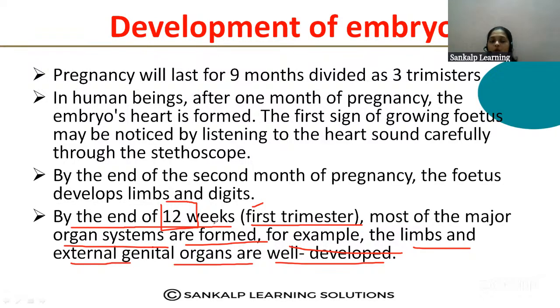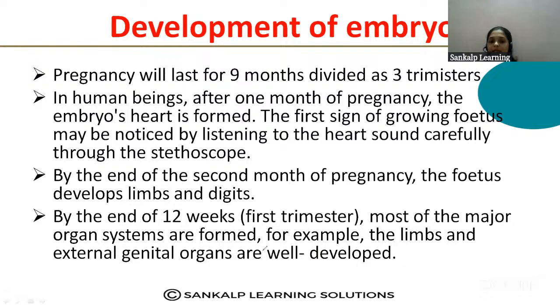Remember this. So what development has happened in the embryo by 3 months? Major organ systems, for example external genitalia, are formed and well developed. External genitalia is developed in which month of pregnancy? That is also an MCQ question. After the completion of the first trimester, or 12 weeks, or 3 months. Options can be 3 months, 12 weeks, or first trimester. So that is the third important point. Remember, very very important. Okay.